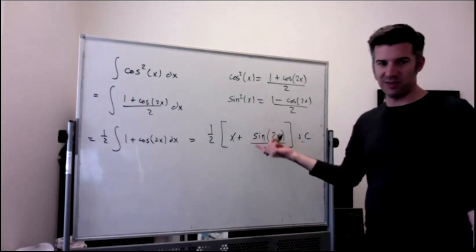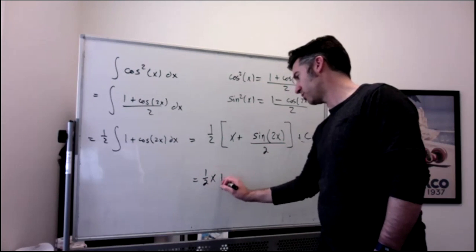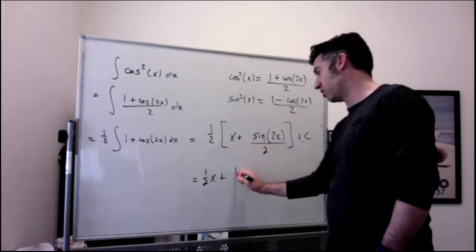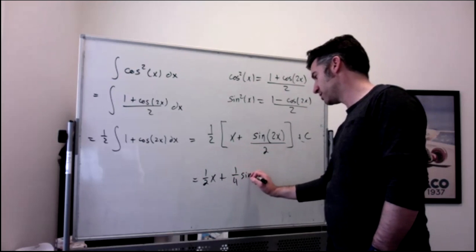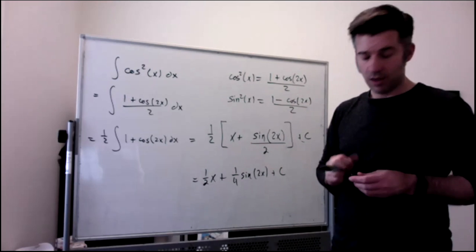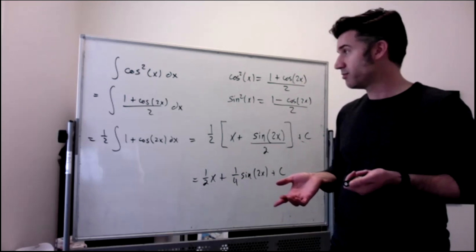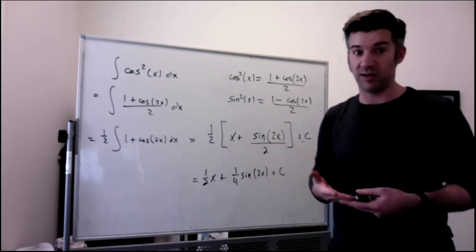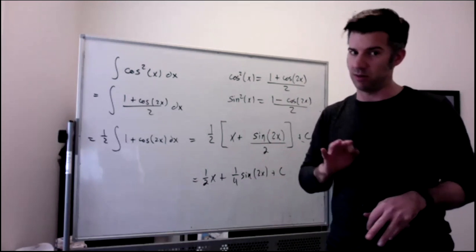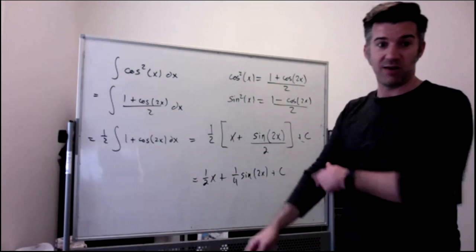Which I would probably write as 1/2. I would really write this as 1/2 x plus 1/2 times 1/2, which is 1/4 sine of 2x. So whenever you have even powers of sine or cosine, or combined sine and cosine, like cosine squared times sine squared, which is terrible, you have to replace each of them with their half angle identities.